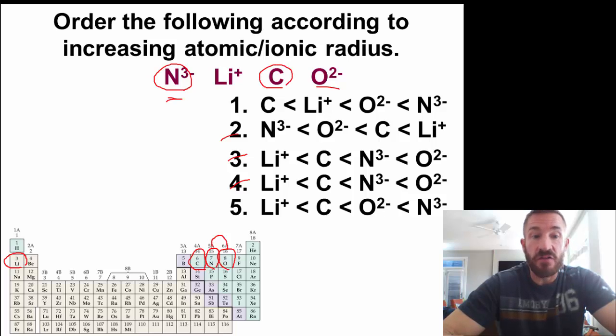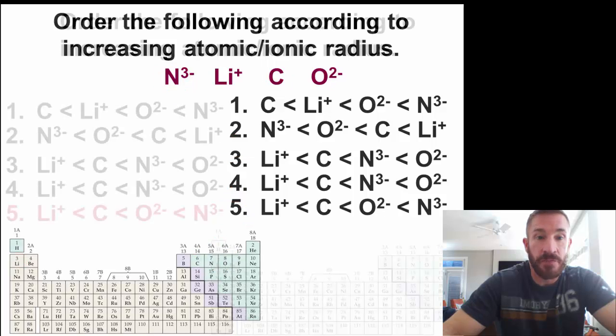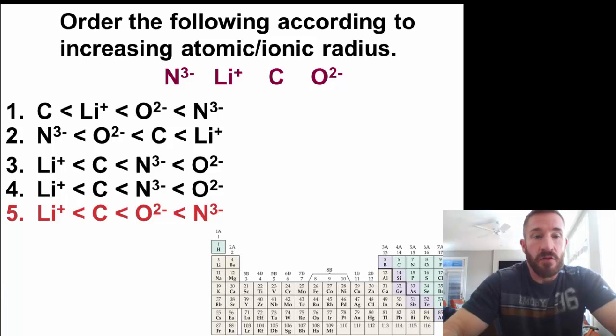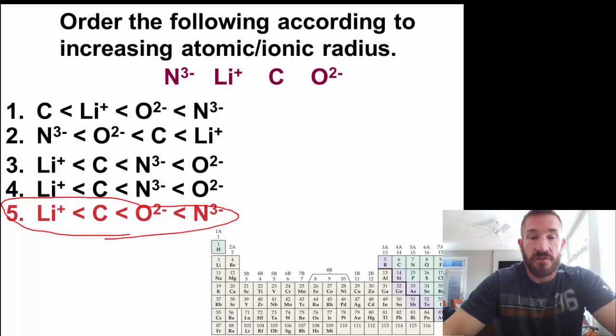And lastly, lithium should be the smallest because when lithium loses its one electron, it basically only has a 1s2 configuration, so lithium's definitely the smallest. The order for this should go nitride, oxide, carbon, and then lithium. So I think choice number 5 should be the best response for this one. And there we go. The best response for this one is number 5, and that's what we have right there.